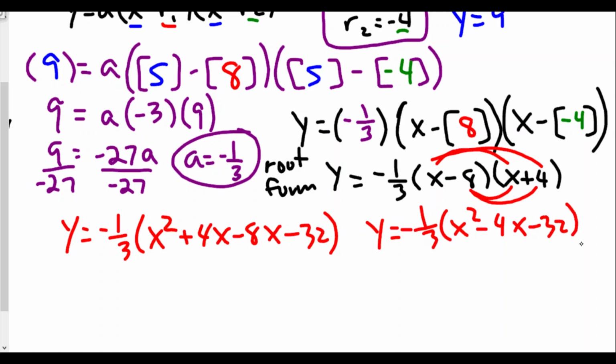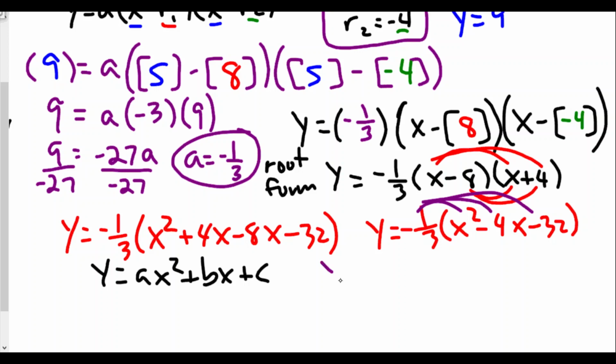Now, this is not our standard form yet. Standard form usually is in the form y equals ax squared plus bx plus c. So now I have to distribute the -1/3. In this case, in the standard form, we get y equals -1/3 x squared plus 4/3 x plus 32/3. This is our standard form.